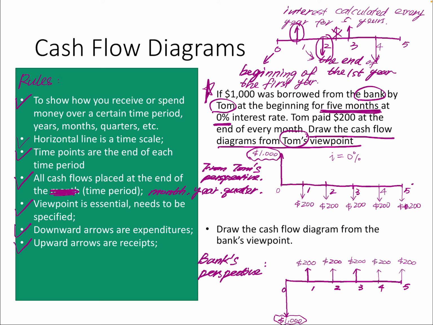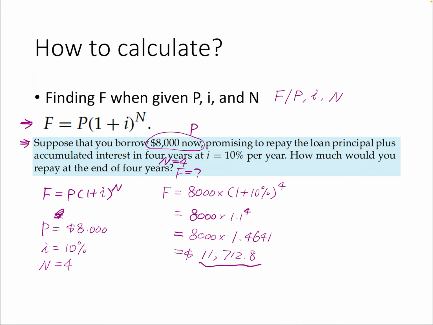And cash flow diagrams. The important thing is you need to determine the perspective, which viewpoint you use. If you use a different perspective, the direction of these arrows is going to be totally different. Then we learned how to convert values to present value, future value, or annuities, right? And we know there are factor methods we can use.